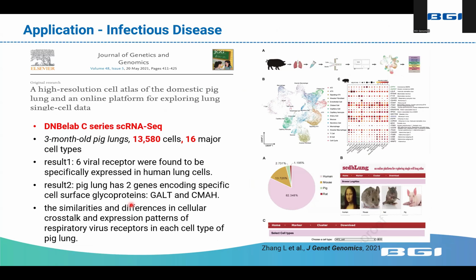We can also use the platform, single-cell RNA sequencing, to study infectious diseases. This article is about a high-resolution cell atlas of the pig's lung, and it also put the data on an online platform for exploring lung single-cell data. In this study, it systematically studied the similarities and differences in cellular crosstalk and expression patterns of respiratory virus receptors in each cell type of pig lung.